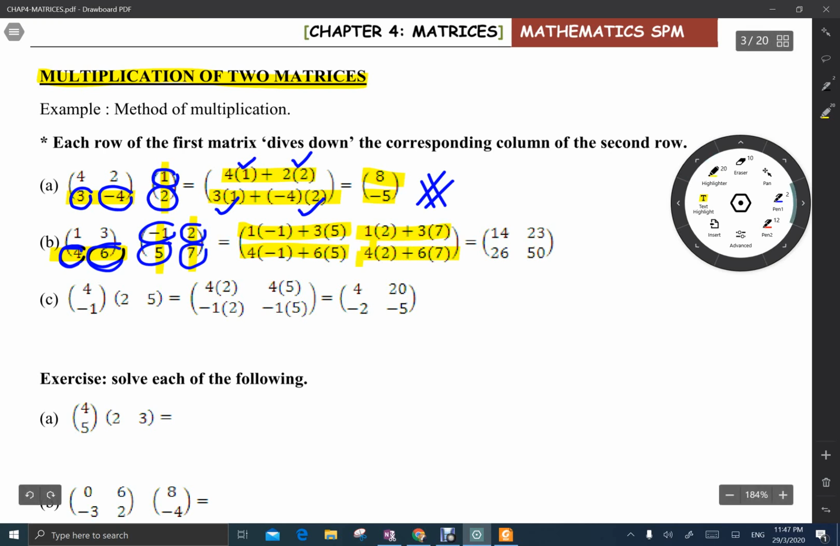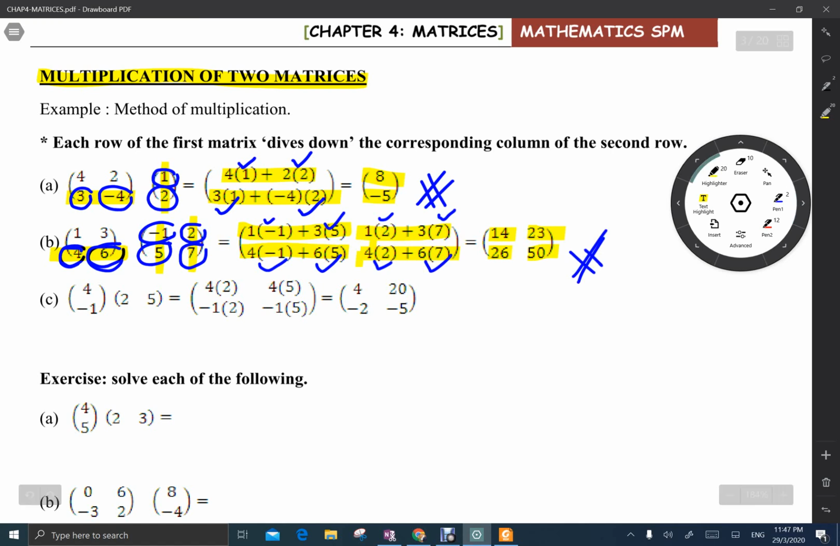And then we solve it. Okay. Negative 1 plus 15 equals to 14. 2 plus 21 equals to 23. Negative 4 plus 30 equals to 26. 8 plus 42 equals to 50. Done. Okay, now look at example 6.